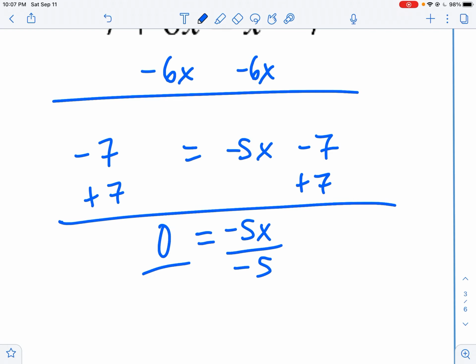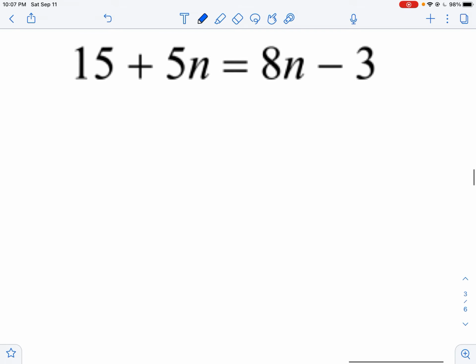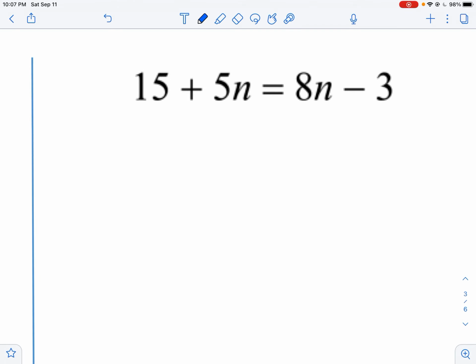Again, you can divide by the number in front to get rid of it. And now we got x is 0. 0 divided by negative 5 is still 0. Awesome. X is 0. And that brings us to our last one here. And I want to give you a chance to try and solve it. Go ahead and try solving.